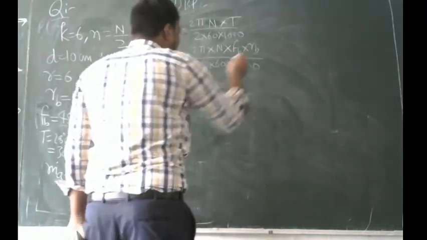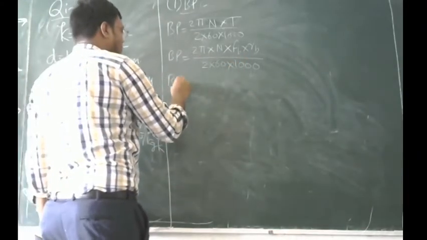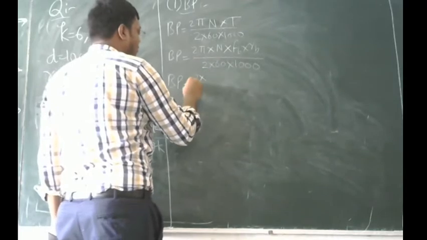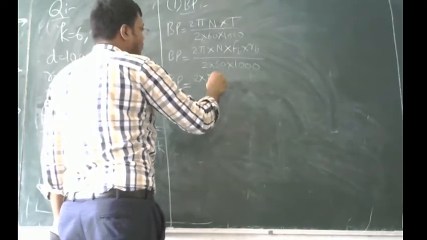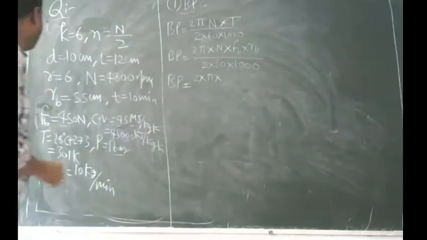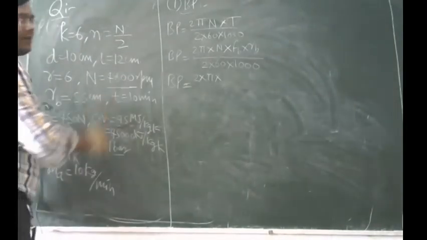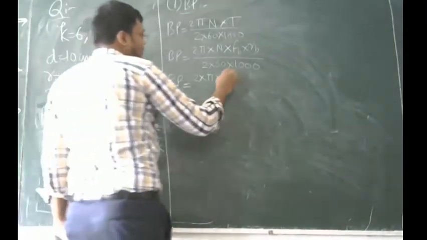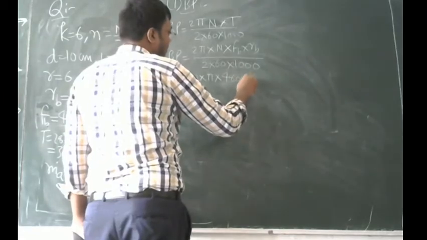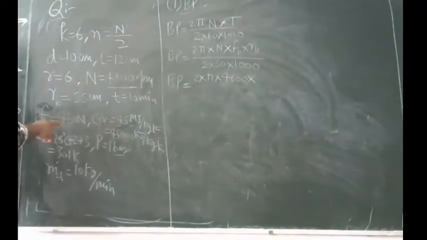Put all values here, so we get the brake power equal to 2 into pi into, and the value of capital N is given in the question as 4800 RPM. Put here 4800 into Fb. What is the value of Fb? Fb is equal to 450 Newton.